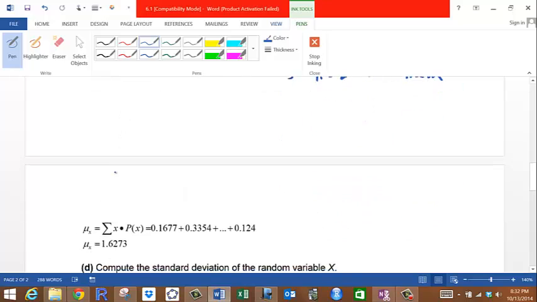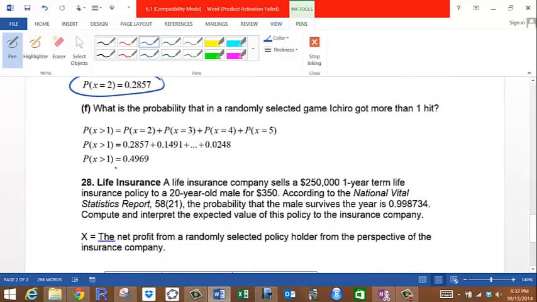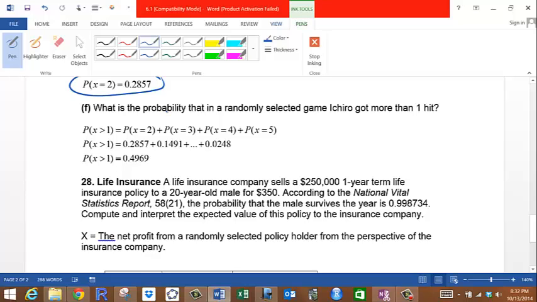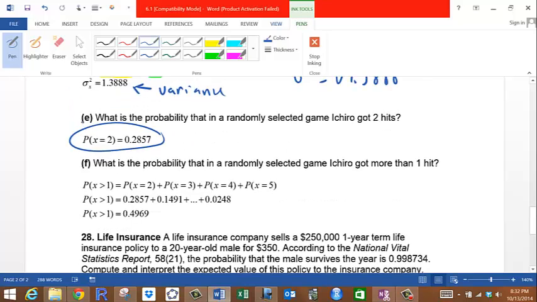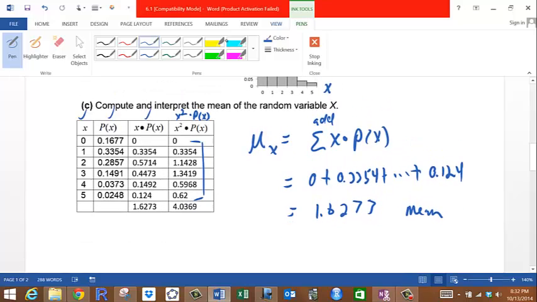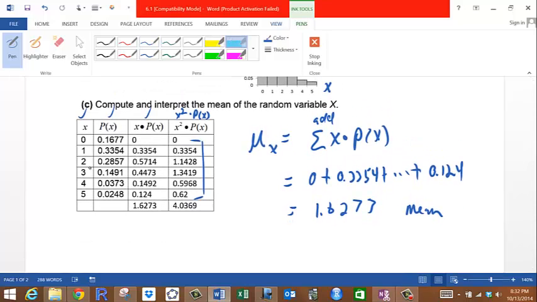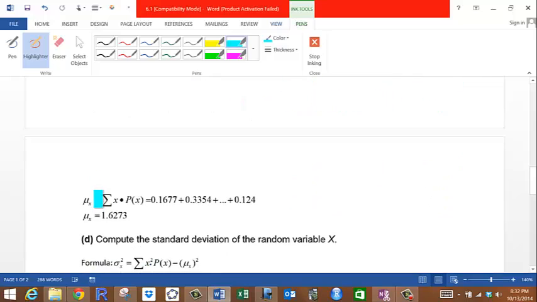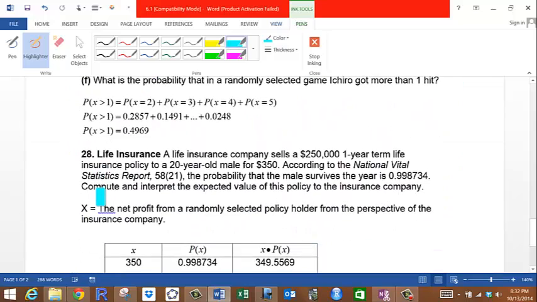2857. And then the other part says, what's the probability he got more than 1 hit? Well, we just add them up. So more than 1 means 2 or more. So we just add up the probability of 2 plus the probability of 3 plus the probability of 4 plus the probability of 5. And we add all those up down here, and we get that's the solution right there.